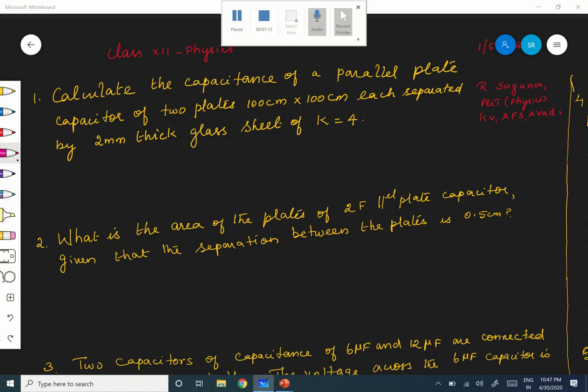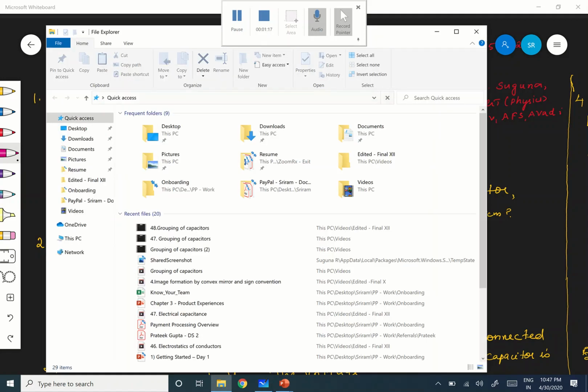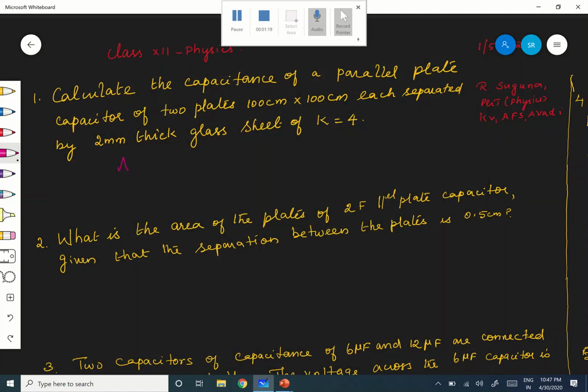Convert everything. Therefore, A is equal to 100 centimeter into 100 centimeter, which is nothing but 1 meter square. Okay, 1 meter square is given. Very first thing, you have to convert everything into SI units. That is very, very important. Then what else is given?